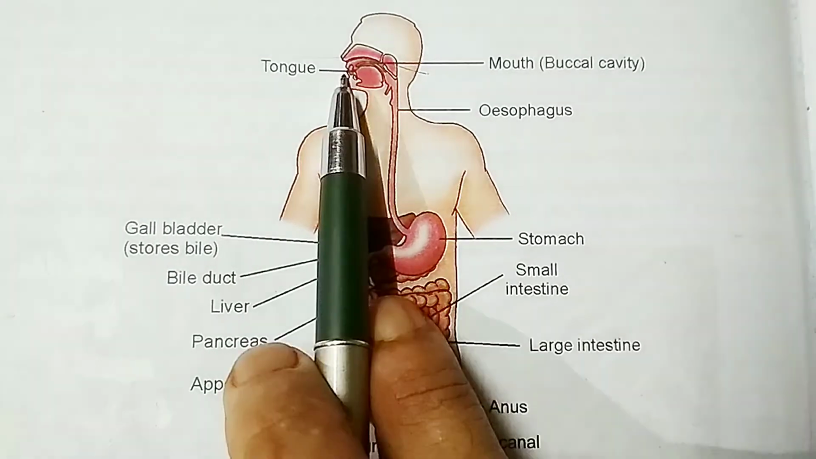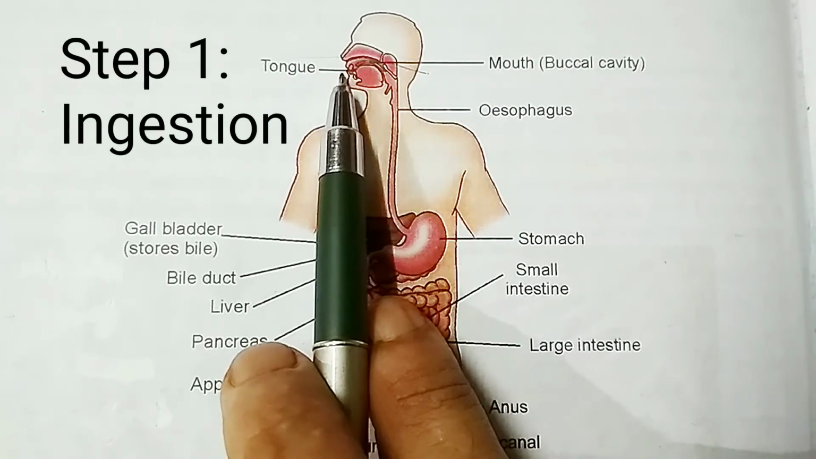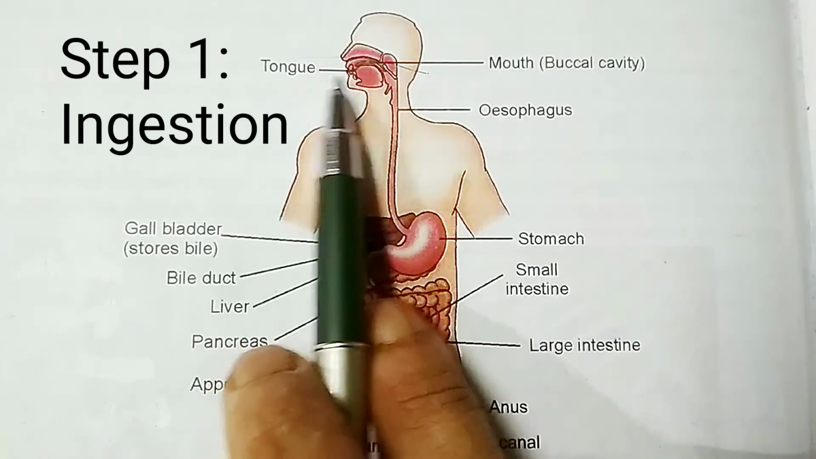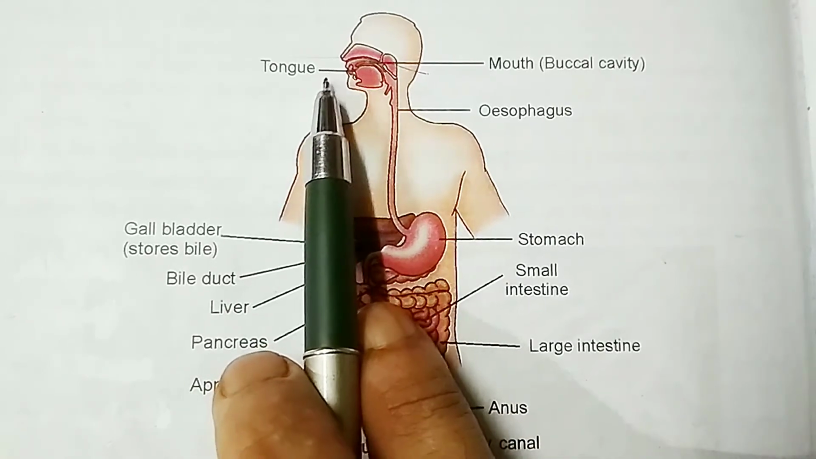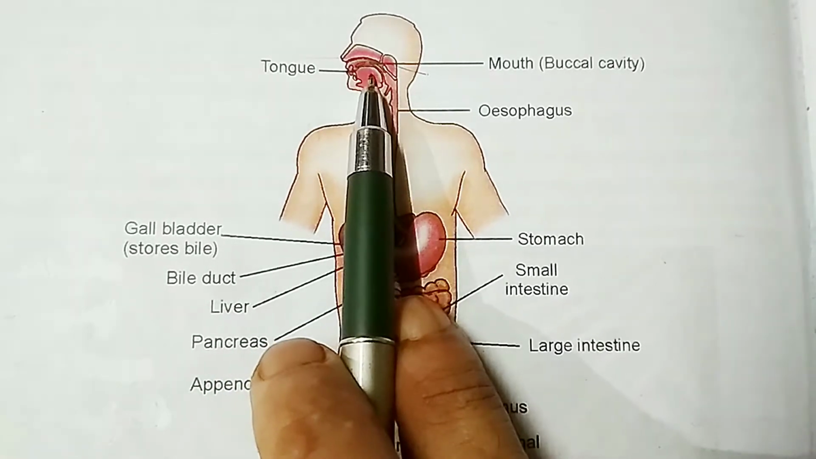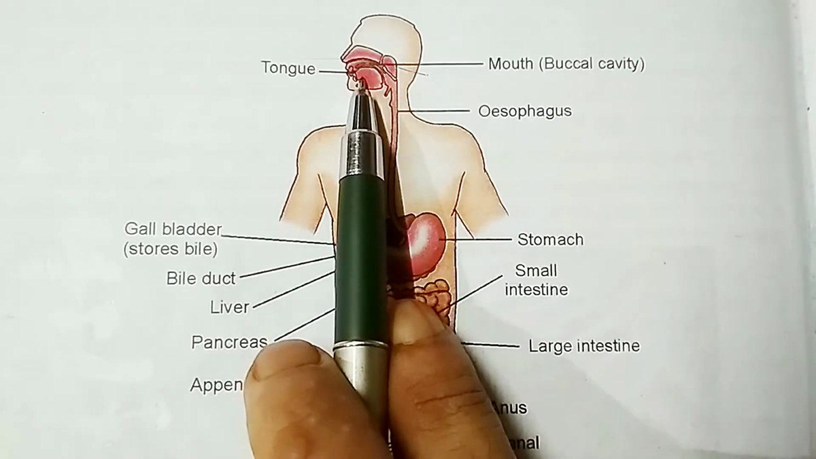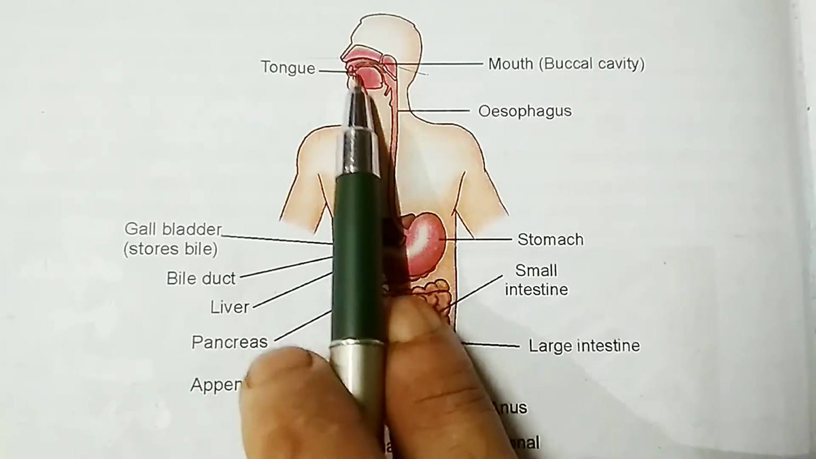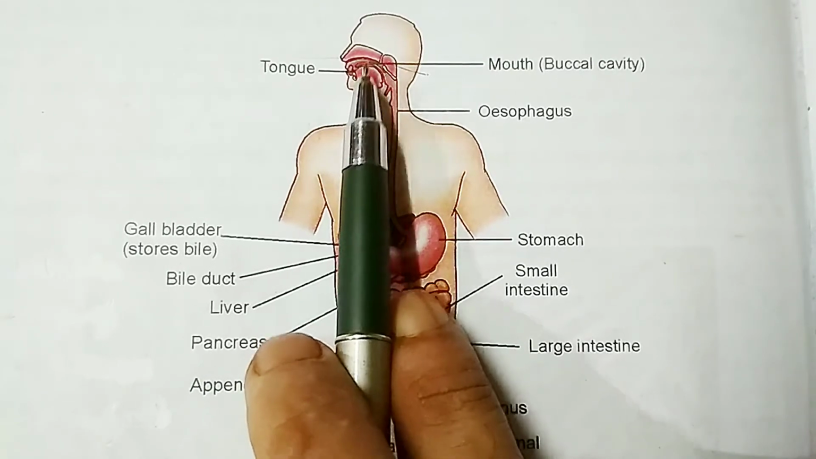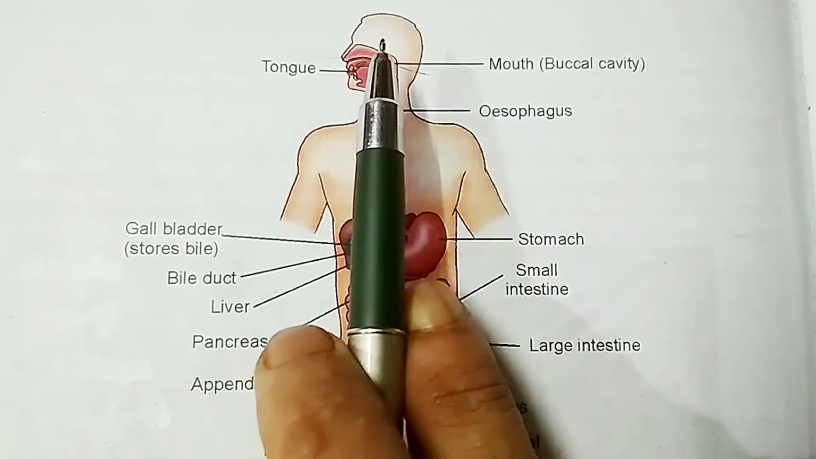The first step in case of holozoic nutrition is called ingestion. Ingestion simply means the intake of food. The digestion of food in human beings begins by ingestion in the mouth, the buccal cavity. Here the teeth chew and masticate the food into smaller pieces, and this process of breaking the food into smaller components is called mechanical digestion.